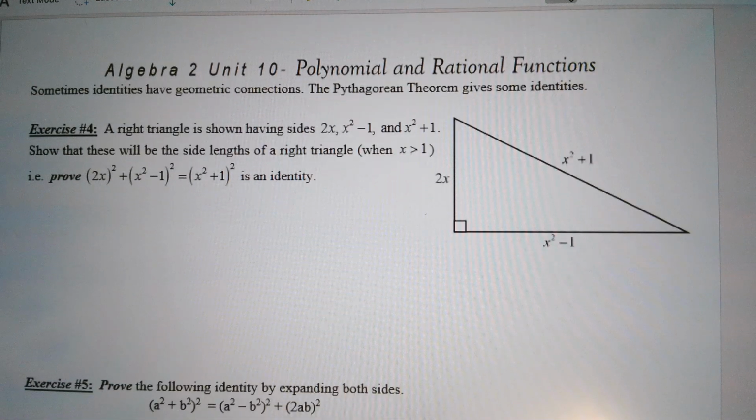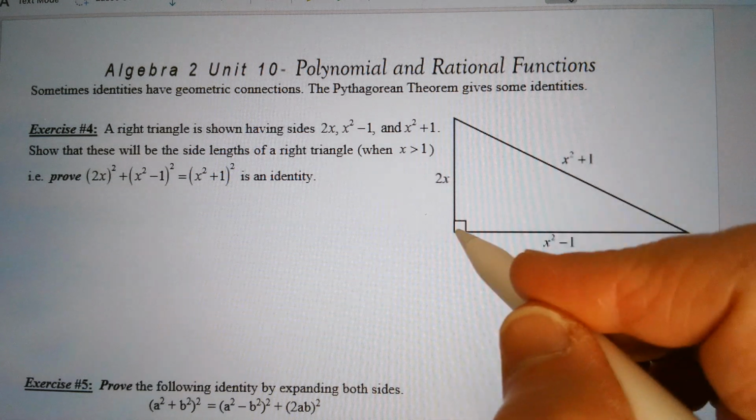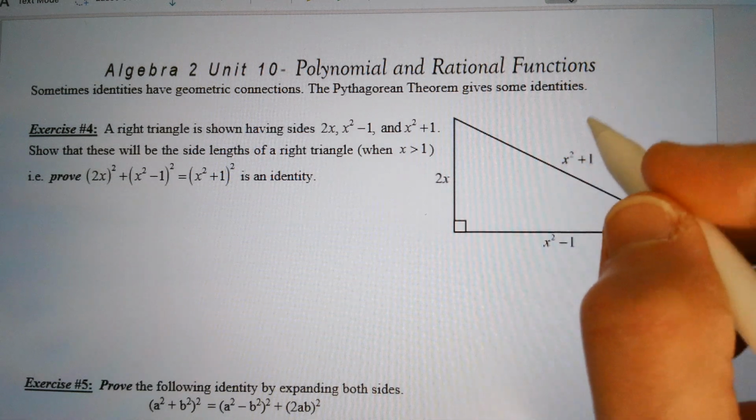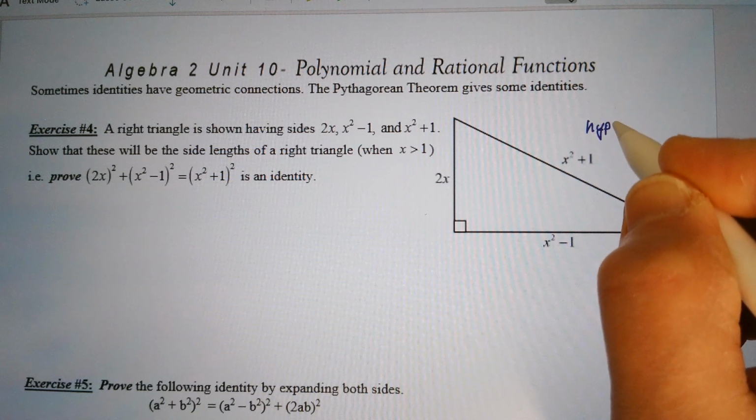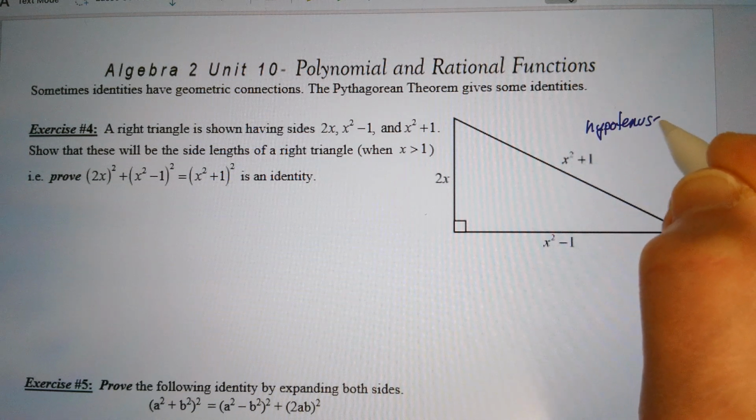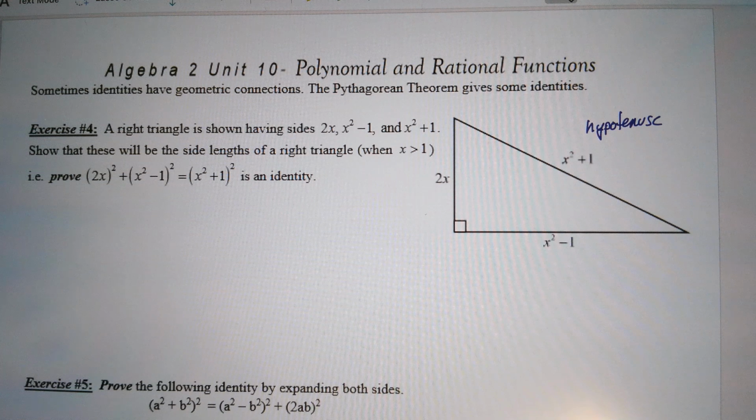Sometimes identities have geometric connections. The Pythagorean theorem gives some identities. Exercise number 4: we have a right triangle with sides 2x, x squared minus 1, and x squared plus 1. X squared plus 1 is the side opposite the right angle, our hypotenuse. Show that these will be the side lengths of a right triangle when x is greater than 1.